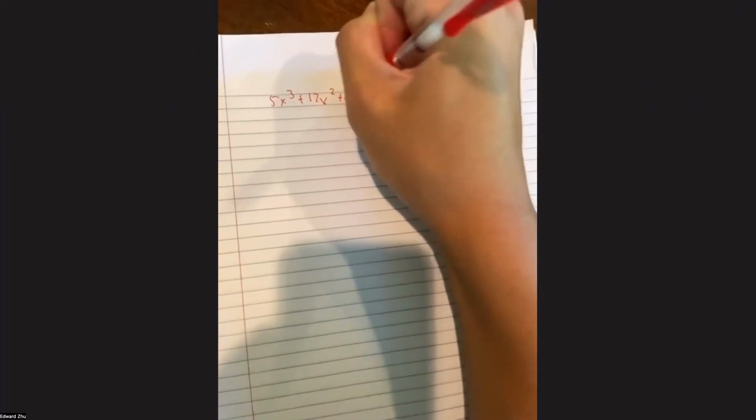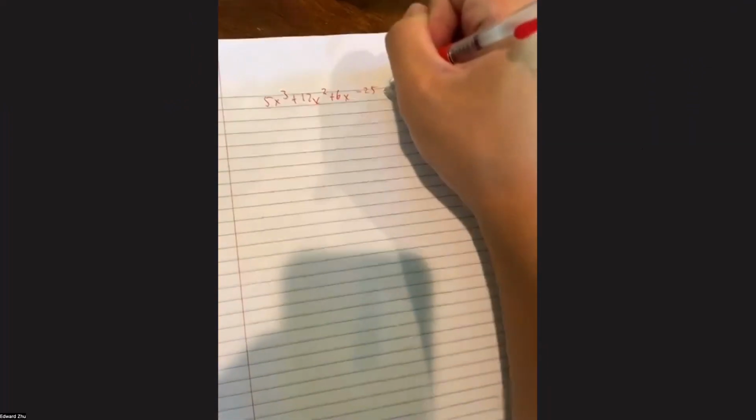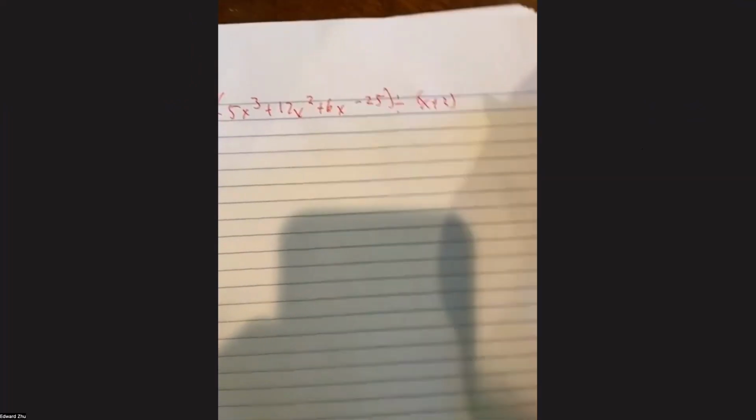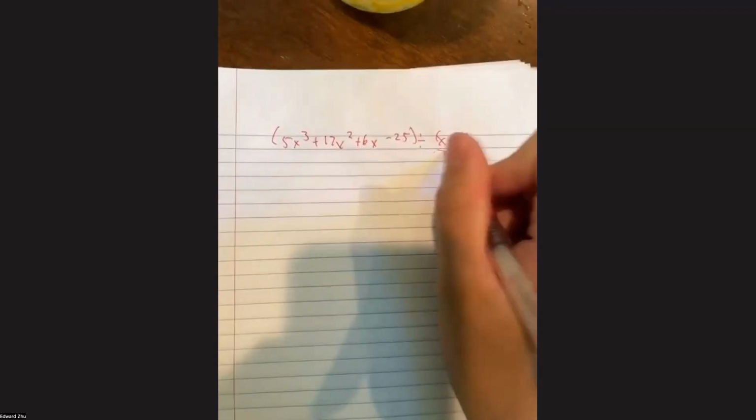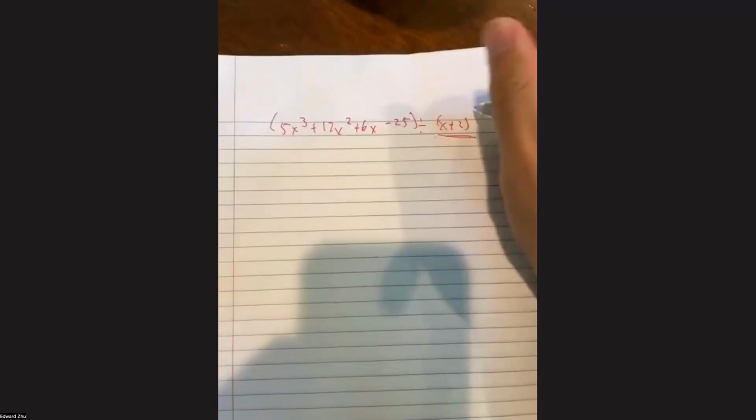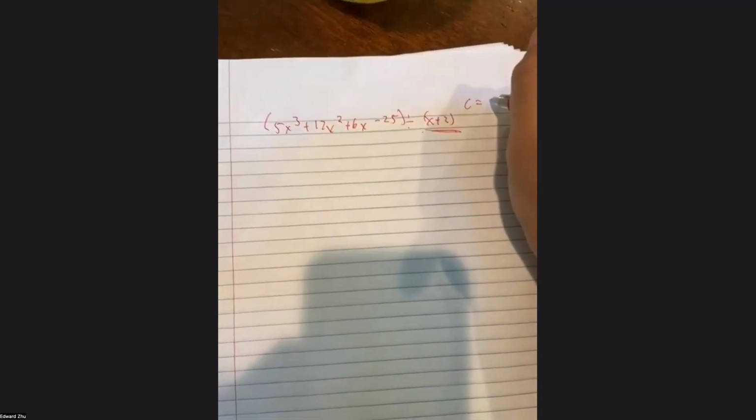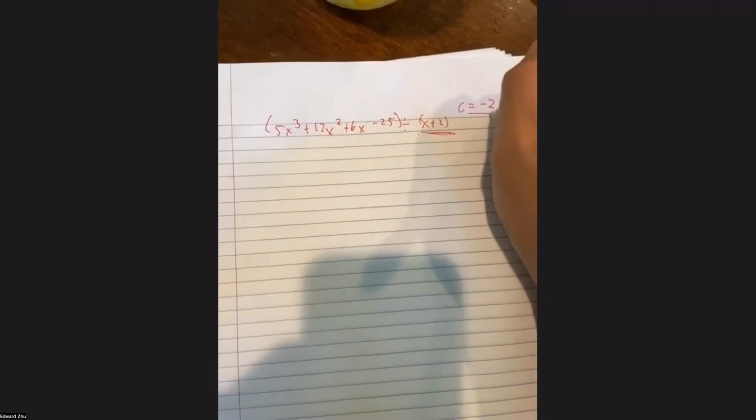Okay. So let's take another equation, right? So we have 5x cubed plus 17x squared plus 6x minus 25 divided by x plus 2. Right, so we have this equation right here. As you can see, the number we are dividing it by is in the form of x minus c, with c being equal to -2, right? So you can see that.